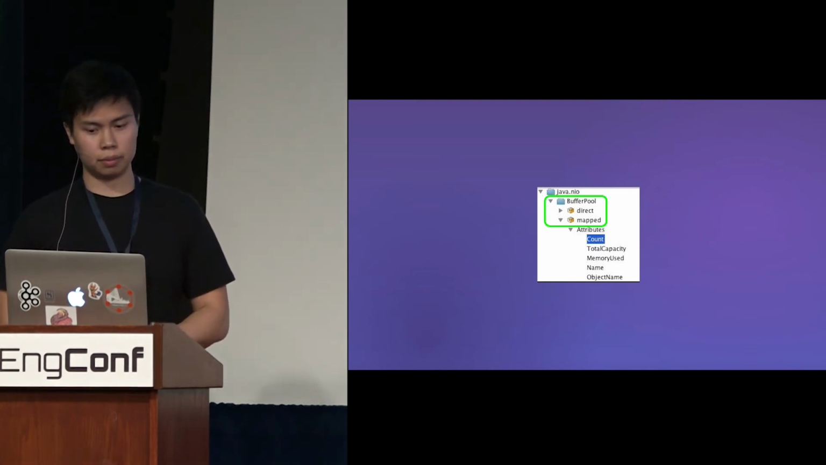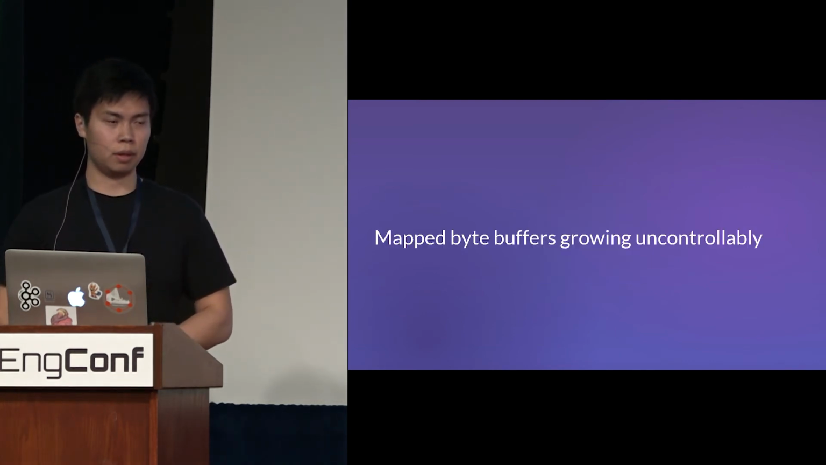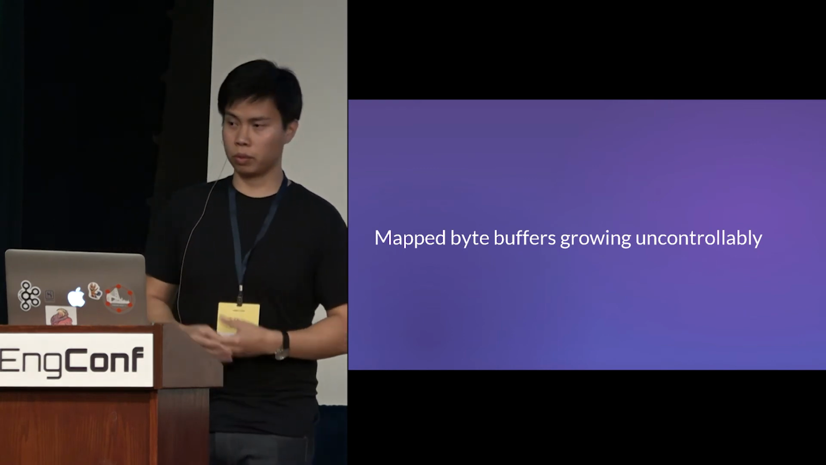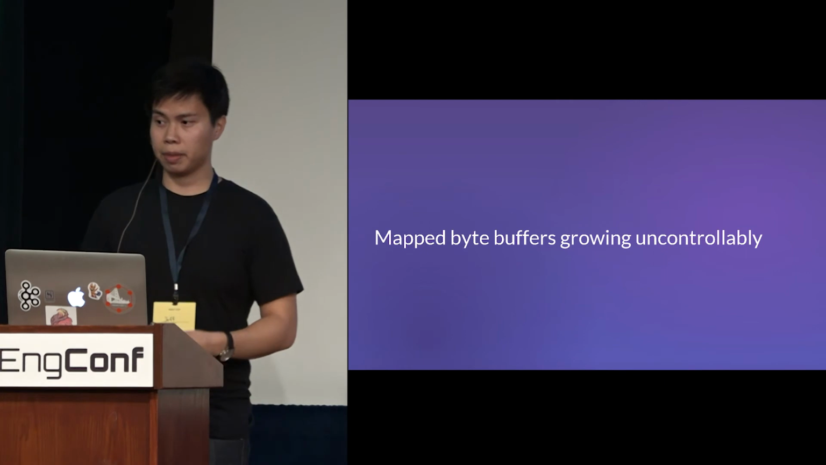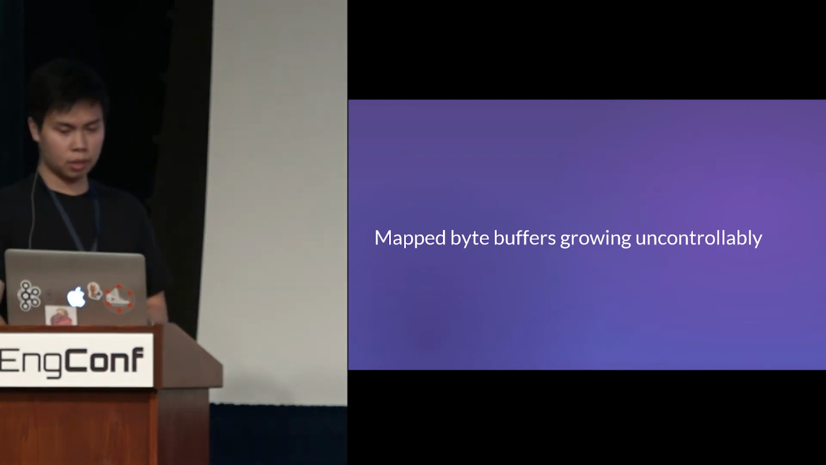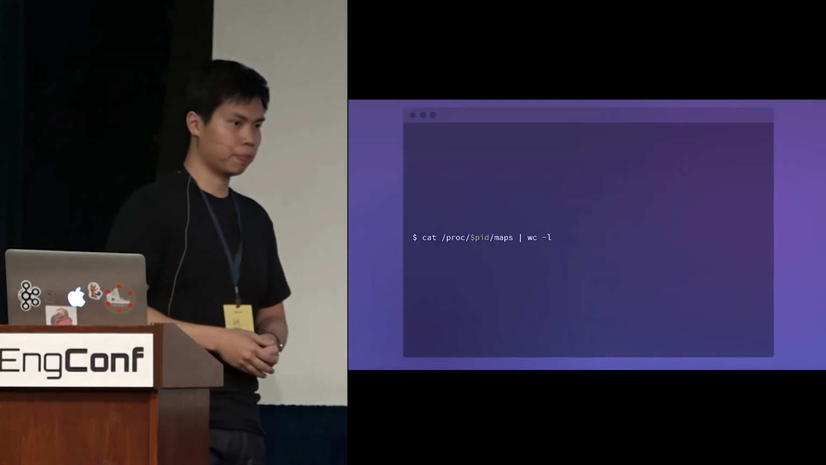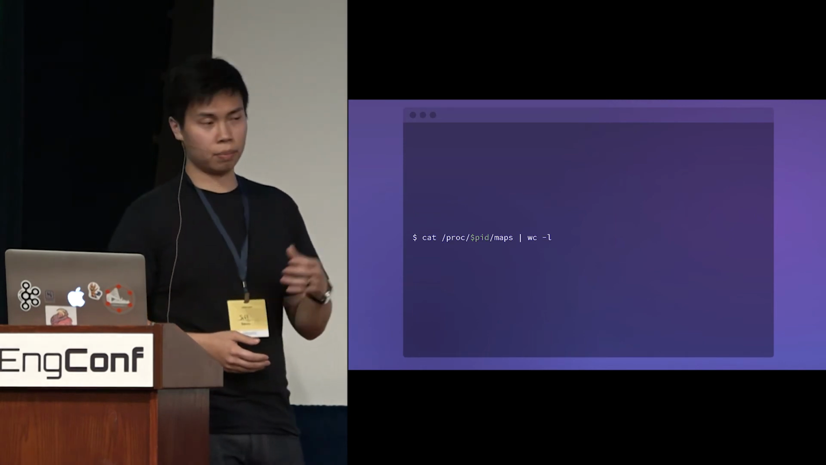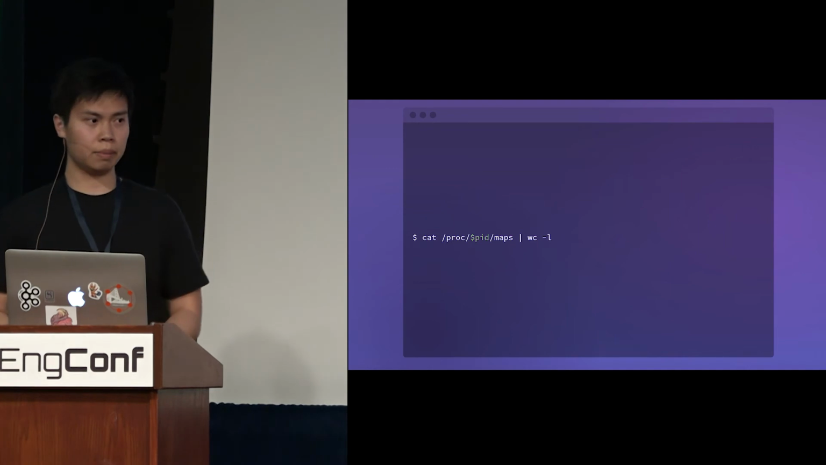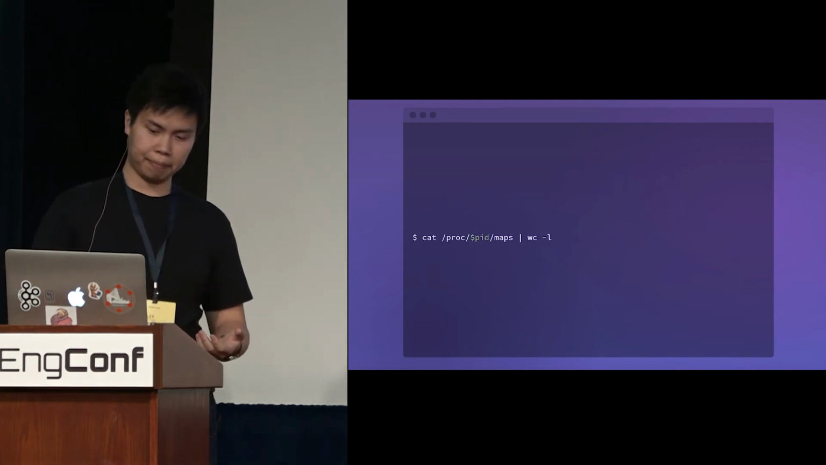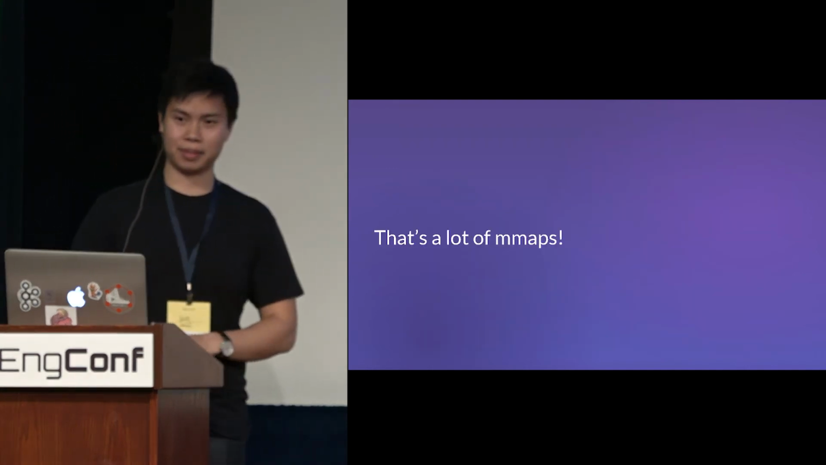We check out the count, and what did we find? We found out that our mapped byte buffers were growing uncontrollably. Okay, this was our smoking gun. So piling on top of this, we cross-check that with the system. All you do is check out /proc/PID/maps, take them all up and count them up. What do we get? That's a lot of memory maps.